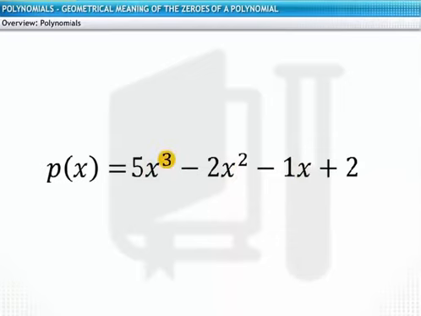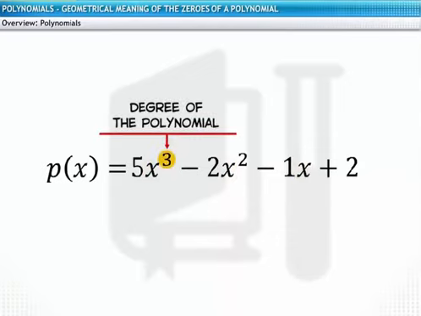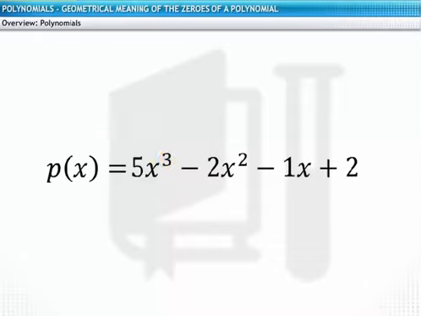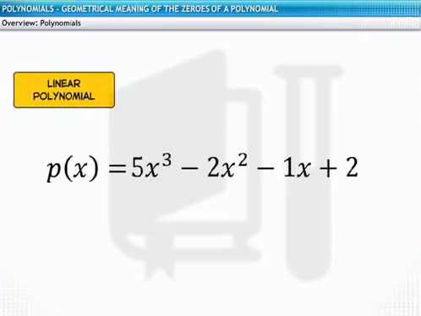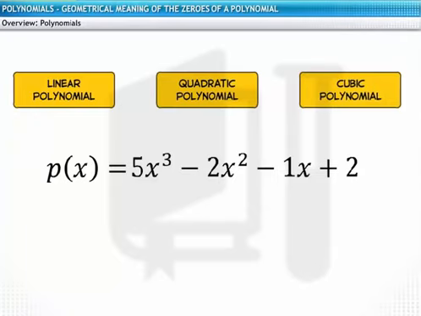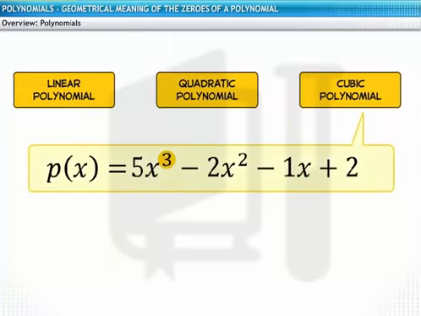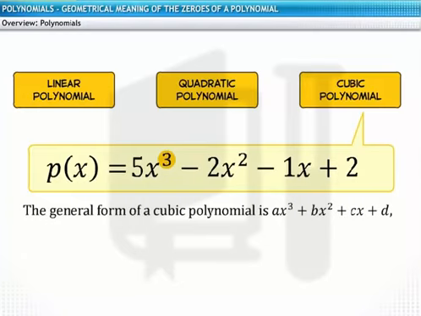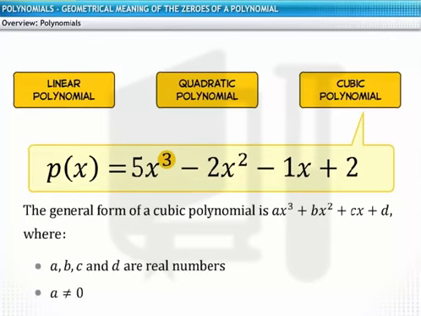The highest power of the variable of a polynomial is called the degree of the polynomial. Based on its degree, a polynomial can be called a linear polynomial, quadratic polynomial, cubic polynomial, and so on. Since the highest degree of this polynomial is 3, this is a cubic polynomial. The general form of a cubic polynomial is ax cubed plus bx squared plus cx plus d, where a, b, c and d are real numbers, and a is not equal to 0.